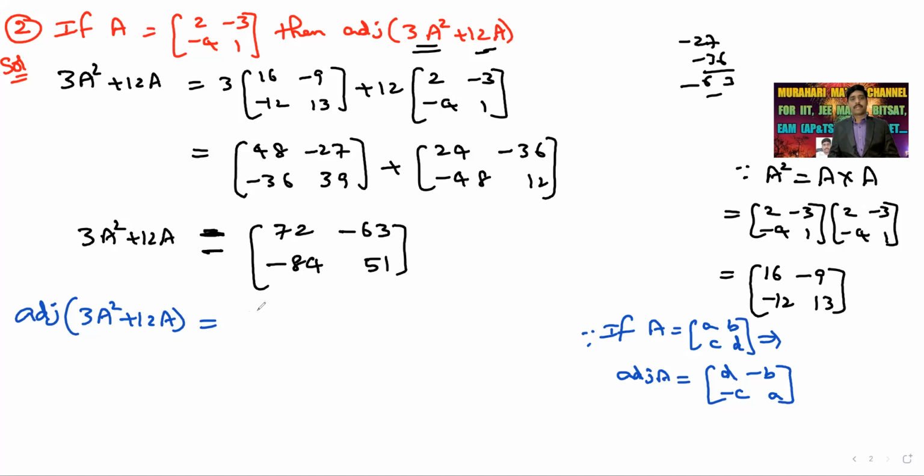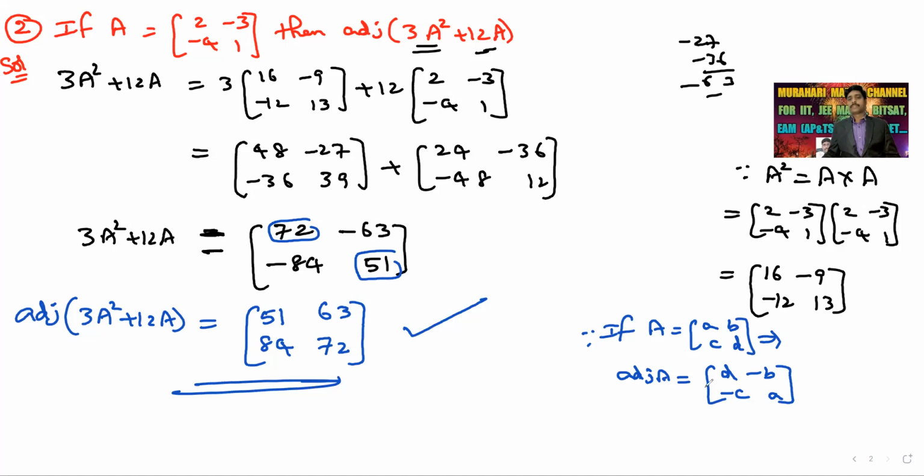First, we should interchange the principal diagonal elements, 72 and 51. Okay, so we should interchange principal diagonal elements. Other diagonal elements are multiplied with -1. This is called the adjoint of the given matrix. 51, 63, 84, 72. This is required.